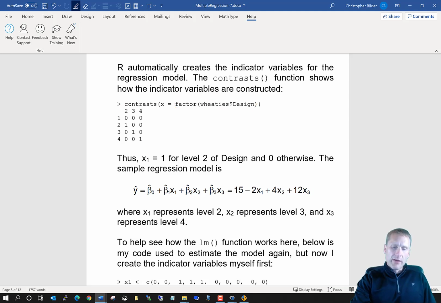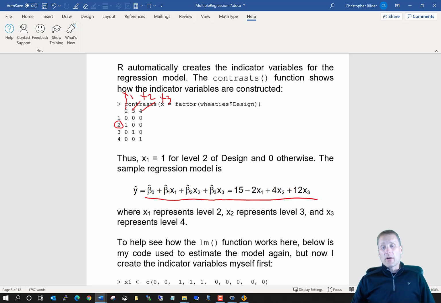And so what we have here is that this is basically what X1 is. X1 represents design 2. It's a 1 for design 2, 0 otherwise. X2 is equal to a 1 for design 3, 0 otherwise. And then finally, X3 is equal to a 1 for design 4, 0 otherwise. With this particular coding then, we can write out what our regression model would be based upon what our output is. And again, this is essentially the same as the ANOVA model, just represented a little bit differently.